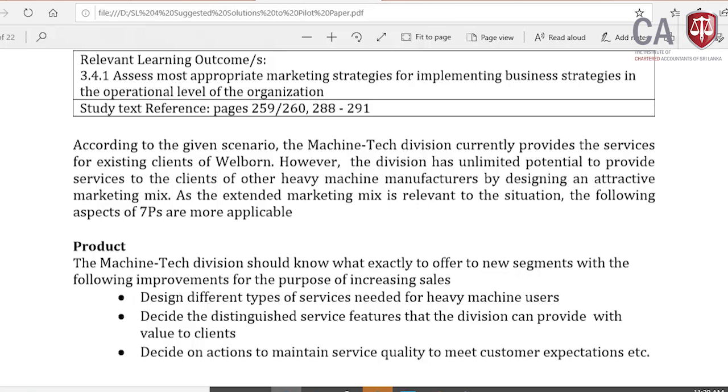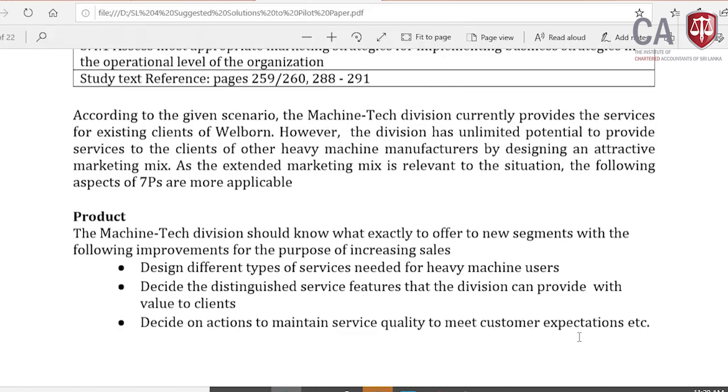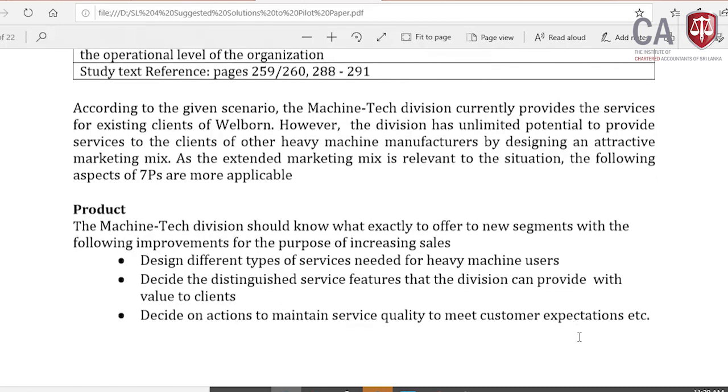Products. The machine tech division should know what exactly to offer to the new segment with the following improvements for the purpose of increasing sales. So, what do they have to do? They have to offer different types of products, design different types of services needed for heavy machine users, decide the distinguished service features that the division can provide with value to clients, decide on actions to maintain service quality to meet customer expectations, etc.